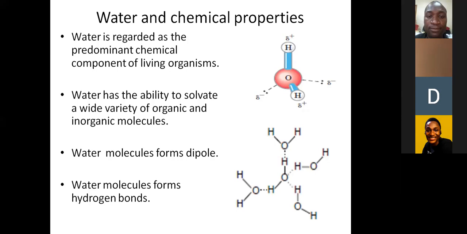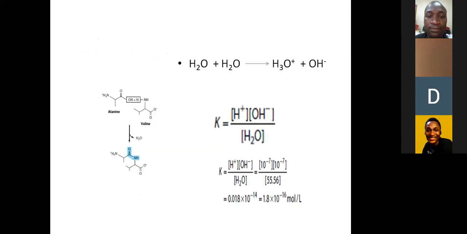Each water molecule is hydrogen bonded to at least four other water molecules, shown in this diagram. So you also have water molecules being able to donate a proton, and they're also able to accept protons. If they're able to donate a proton, they behave like an acid. If they're able to accept protons, they behave like bases. So water molecules have that ability. Because they're able to behave like acid and base, they're referred to as amphoteric substances.